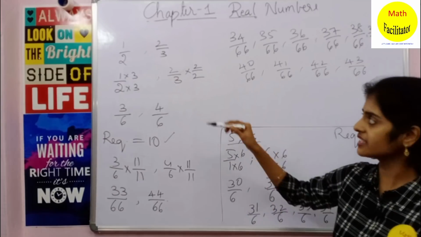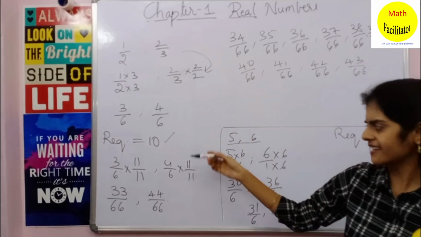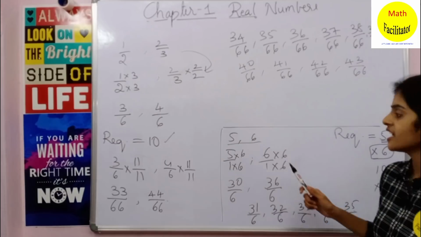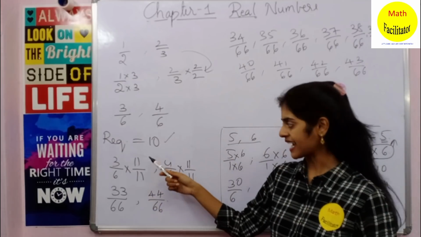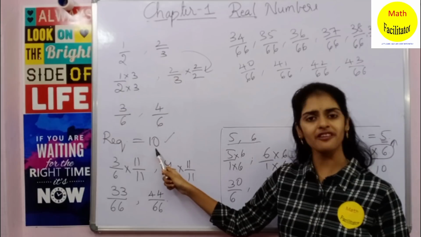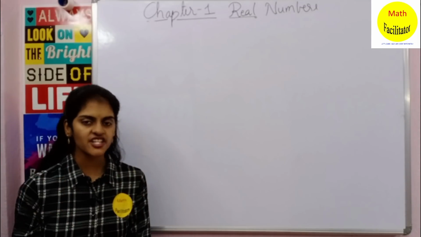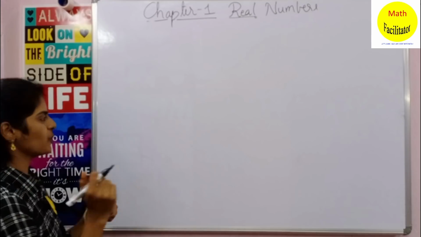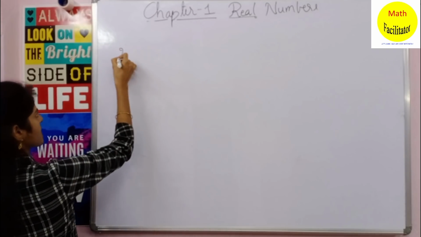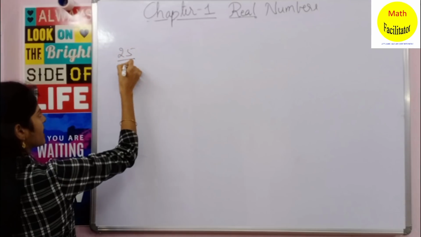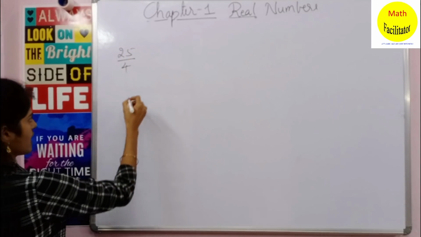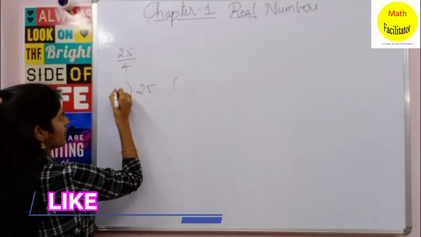So firstly you will convert them into like fractions, and then you will follow the same procedure. Okay, you will multiply and divide by one more than the required number of rational numbers. Now let us see how can we convert a rational number into a decimal form. Okay, so let us take an example, 25 by 4. Clear? So now 25 divided by 4.